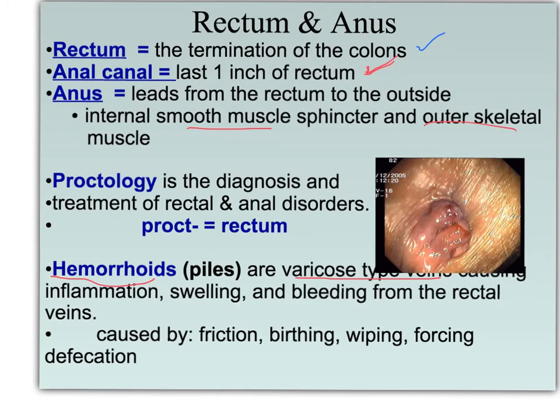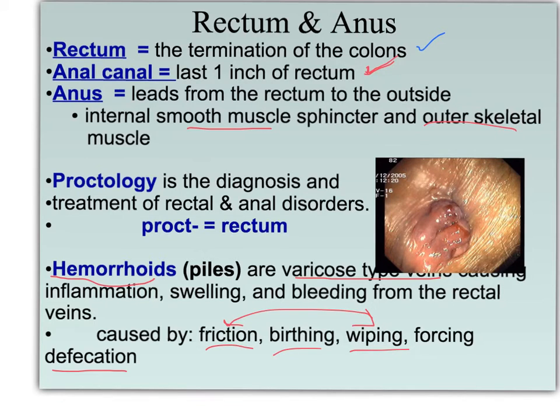It can be caused by all kinds of things, but our biggies are friction, wiping, birthing, and wiping and friction kind of go hand in hand. Be gentle on that little guy. There's no need to wipe like it's the dirtiest thing on the planet. And by forcing defecation. So there's no reason to sit there and push really hard and make all kinds of weird noises to force something to come out that isn't ready.